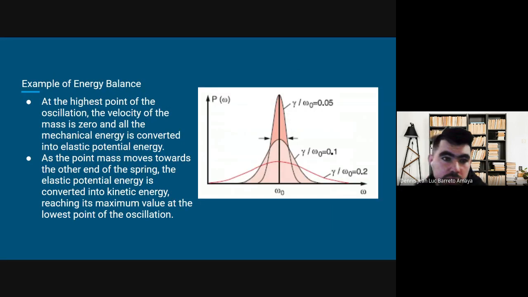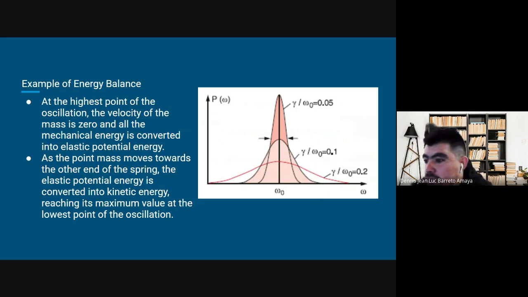Example of the energy balance. At the highest point of the oscillation, the velocity of the mass is zero and the mechanical energy is converted into the elastic potential energy. We can see in the graph how the energy and the balance are different at different points.